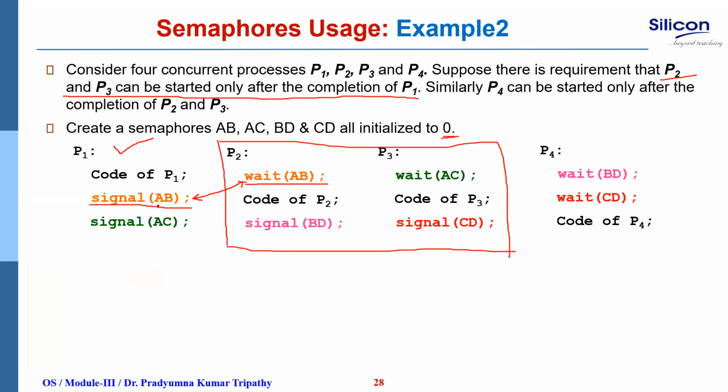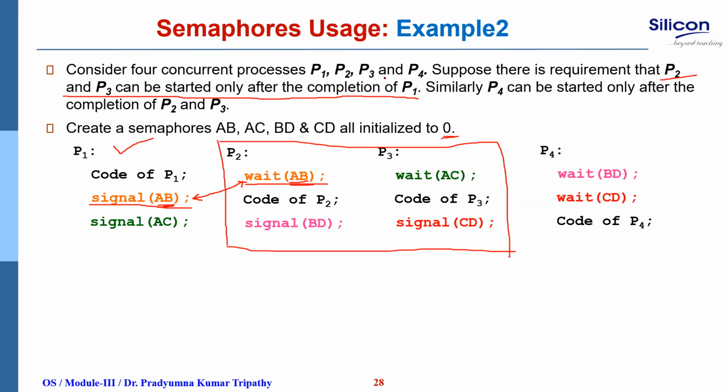What is the semaphore we have taken? AB is the semaphore we have taken. You can give any name, X also you can take. We put one semaphore variable over here and one over here, ensuring that P2 will execute after P1. I hope it is understood.